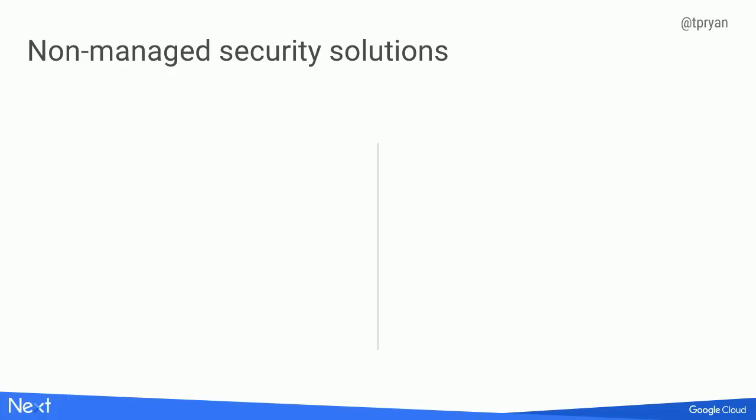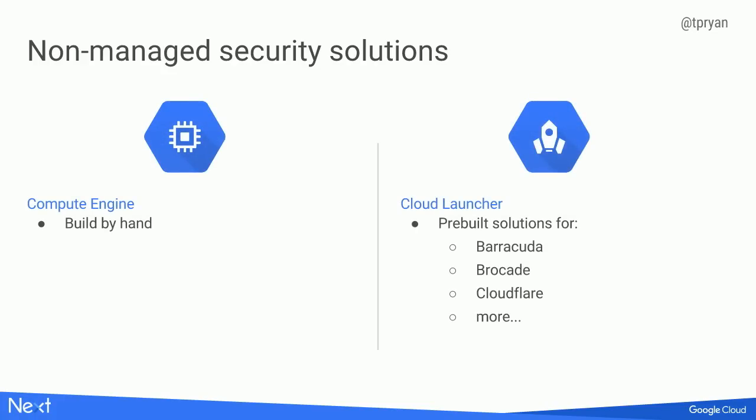At some point, someone says, well, I want something that you don't have. What can I do? Well, you can, in Compute Engine, build anything you want by hand. And we actually have, in Cloud Launcher, VM setups for Barracuda, Brocade, Cloudflare, and a whole bunch of others. I clearly went alphabetical in my list. And you can build these and you can manage them. We don't manage these for you, but you absolutely can do that.